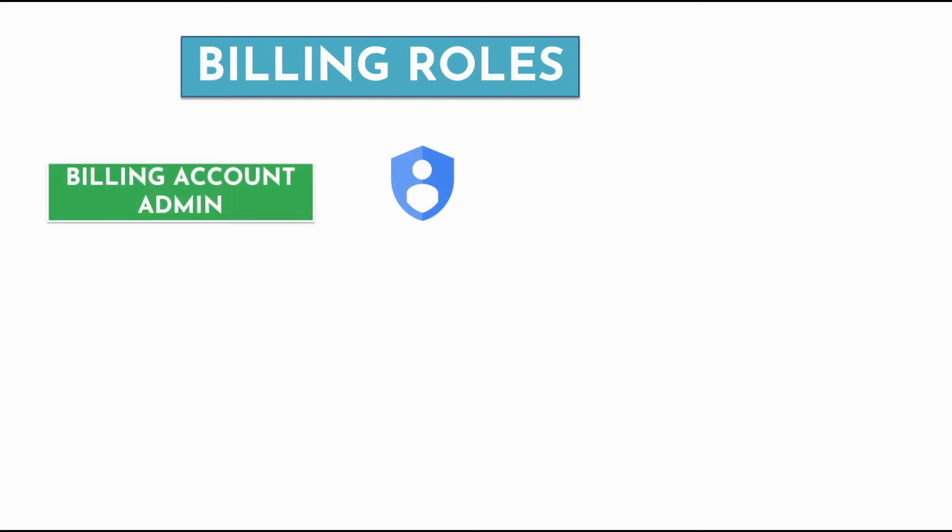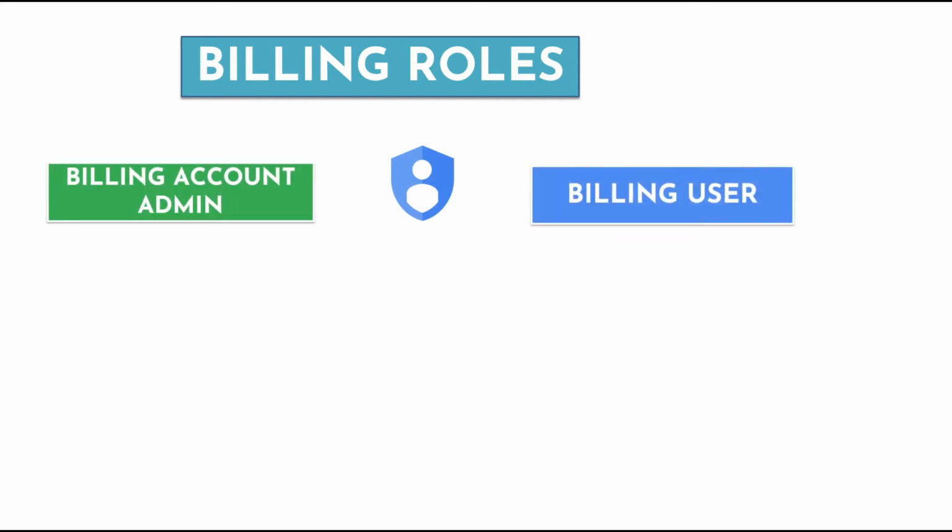Now, let's have a look at some of the important billing roles that we have in GCP. Two major roles are Billing Account Administrator and Billing Account User. If you're not sure about roles, we will be discussing that in detail in the IAM section of this course. But for now, just keep in mind that a role is nothing but a set of permissions which defines what level of access the user has.